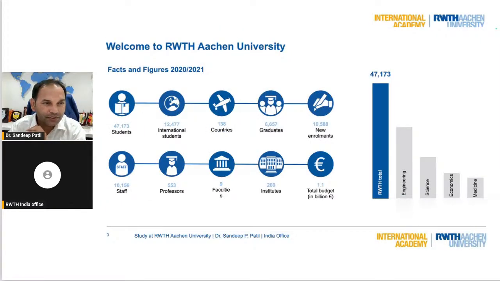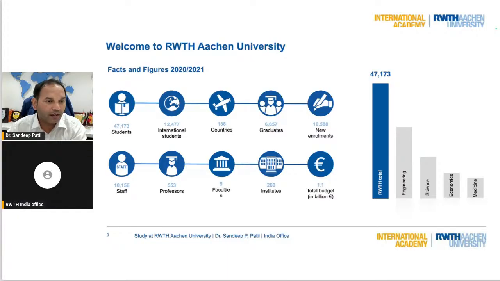To give some numbers from the university, we have more than 47,000 students on campus. Out of these, more than 12,000 are international students. That means more than 20% of students are international, and they come from 138 countries. So you can see the huge diversity within the university campus. We also have more than 6,000 graduates, and we always get more than 10,000 new enrollments into our programs every year.